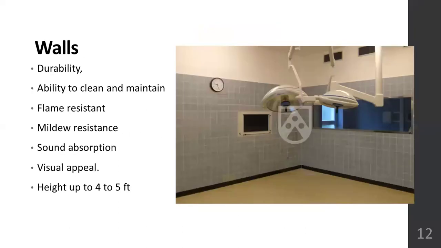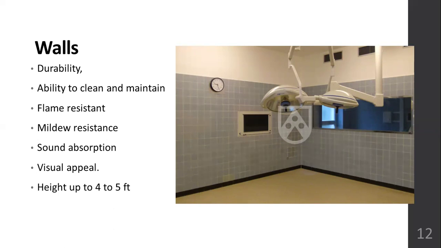Then coming to the walls, durability, durable walls should be used. The paint and all should not chip very often. Good quality paint should be used. Ability to clean and maintain should be easy. If you have tiles on the wall, it is much easier. Tiles would be flame resistant, stain resistant, mildew resistant. Mildew is like, you must have seen if there is any water leakage through the walls, the color of the wall changes. It becomes grayish, blackish. Black spots will appear wherever there is a leakage in the wall. That is mildew.